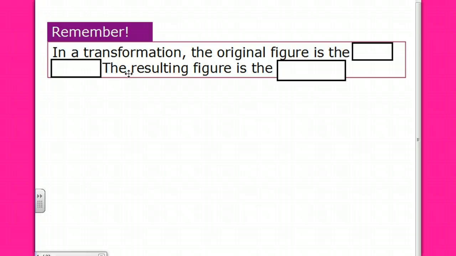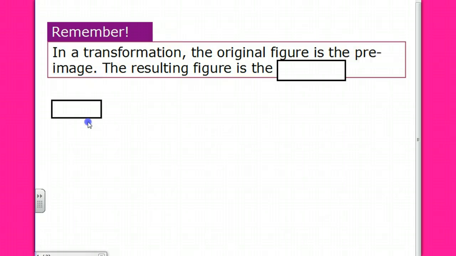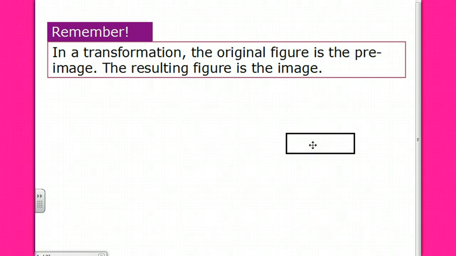When we're talking about transformations and we are looking at them on a coordinate plane, the original figure is known as the, interestingly enough, the pre-image. Okay, the pre-image. And then the resulting figure after the transformation is called the image. So imagine you take a picture, you now have an image of somebody. The actual person would be coming before the image, right? The pre-image. So pre-image is the original, an image is the transformed figure.